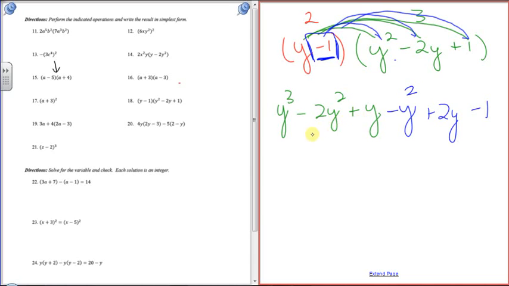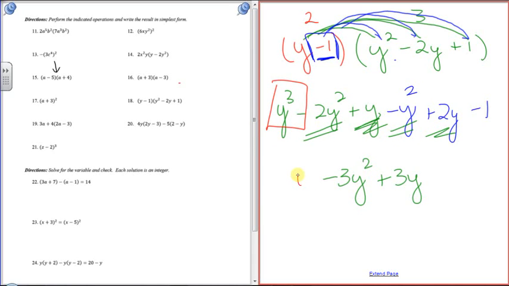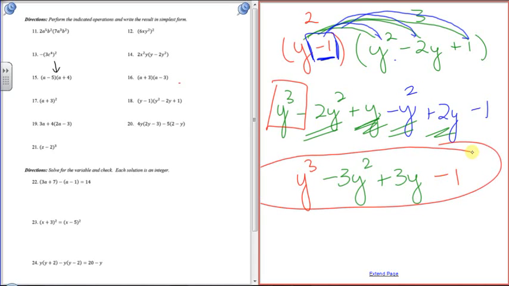Okay, so let's combine what we can. You're always going to check for that. I got a negative 2y squared and a negative y squared. That'll give me a negative 3y squared. I've got a plus y and a plus 2y. That'll give me a plus 3y. And I've got a couple of other things left over that can't be combined, so I'll just bring those down and put them in their proper order in my answer, and we're good to go. Probably one of the tougher ones you had on the sheet.